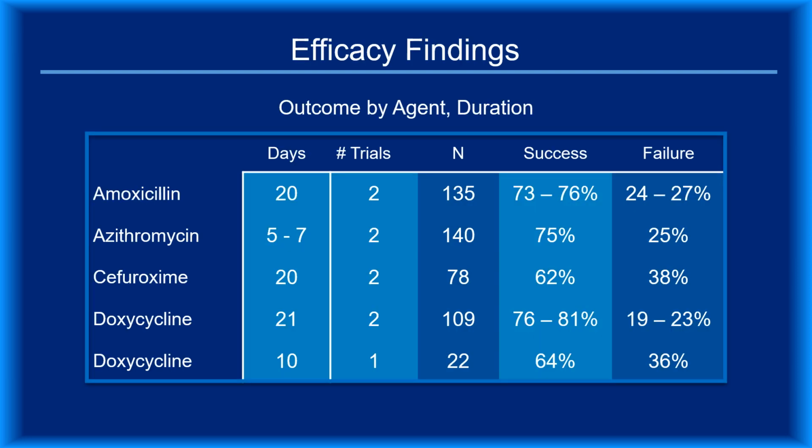This table highlights a few key points. There isn't a lot of data to analyze. This means that the findings lack precision. Success rates are generally similar for the different agents. Although cefuroxime appears less effective, the difference may be due to differences in the trial designs.